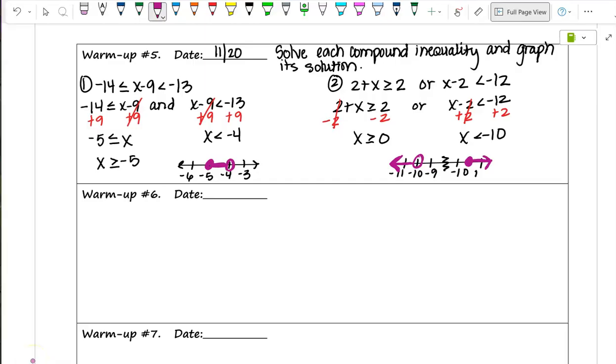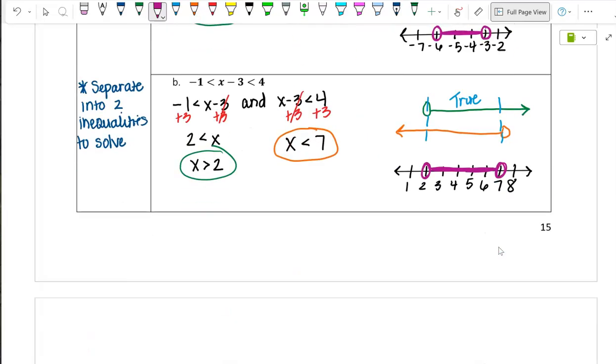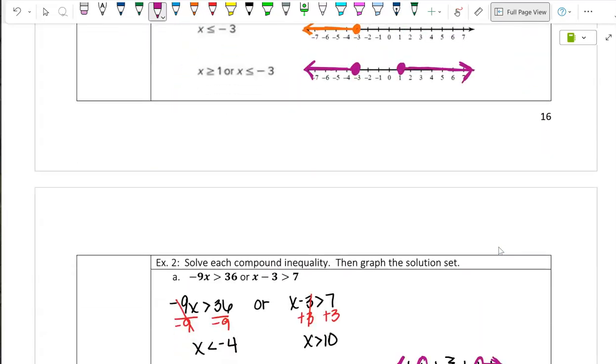So again, we're going to go back to yesterday's notes on solving compound inequalities. All right, and just to review compound inequalities, there's two types. There's and or or problems. And problems create an overlapping section or an intersection where we only graph where they overlap as the solution. We practiced several problems like that yesterday.